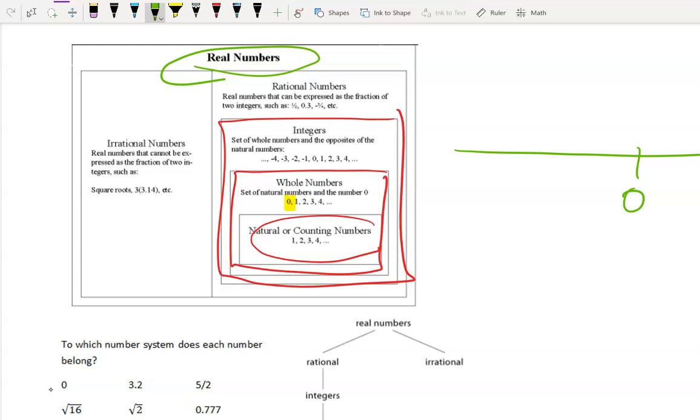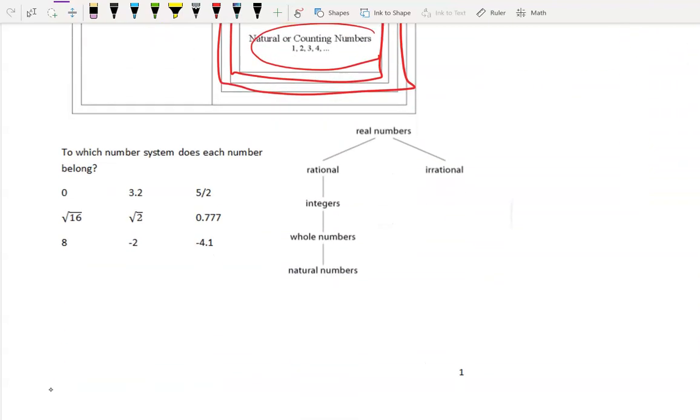All right? And then outside the rational numbers are the irrational numbers. Now, what's the difference between these two? The only difference is that a rational number can be written as a fraction, whereas an irrational number cannot be. And that's a little bit hard to get our head around. How do we know if it can be a fraction or not? Well, let's do a little bit of practice with that.